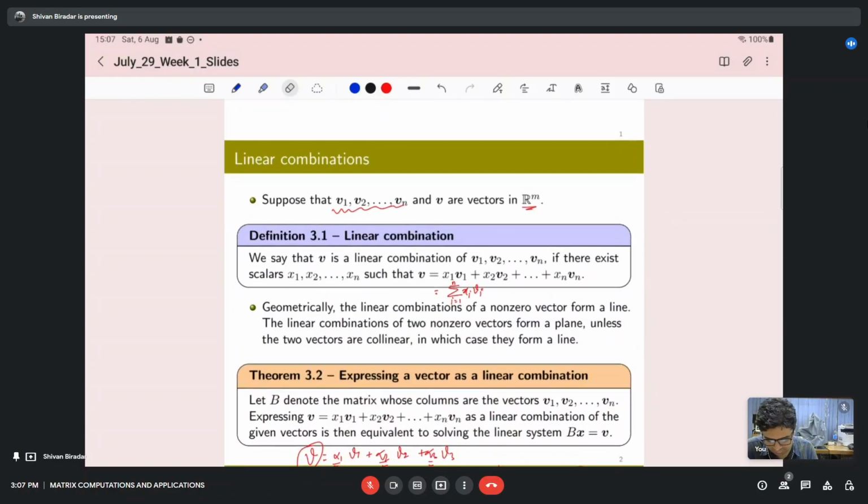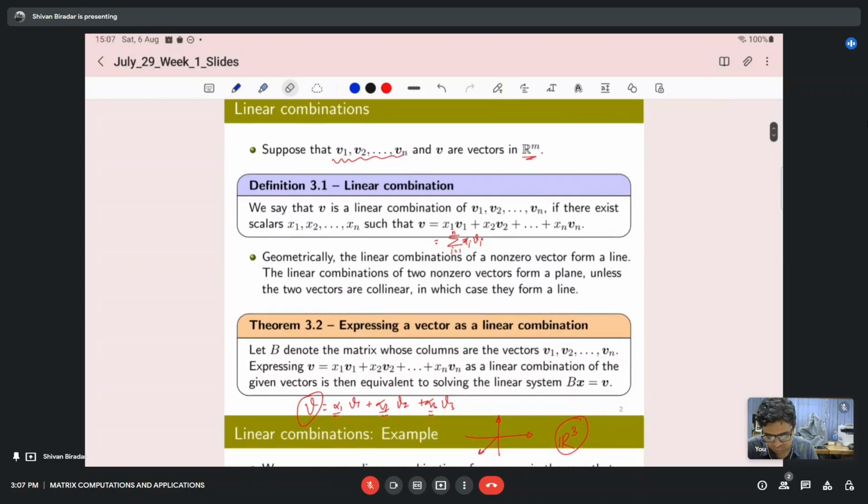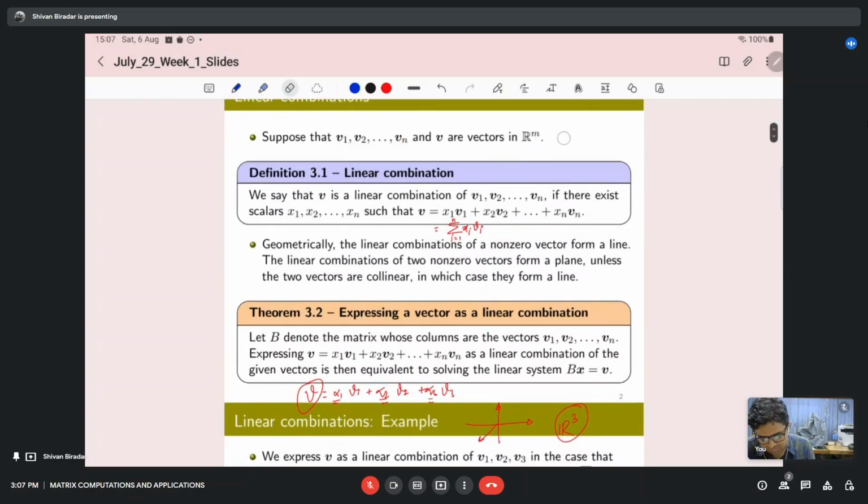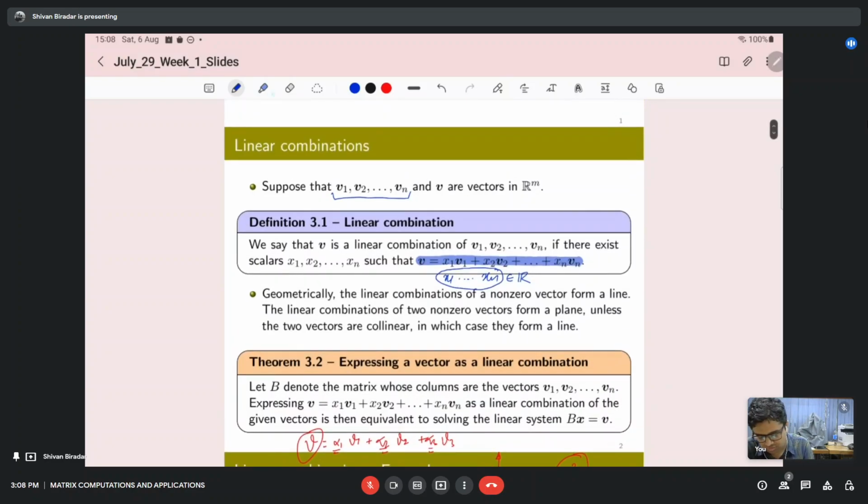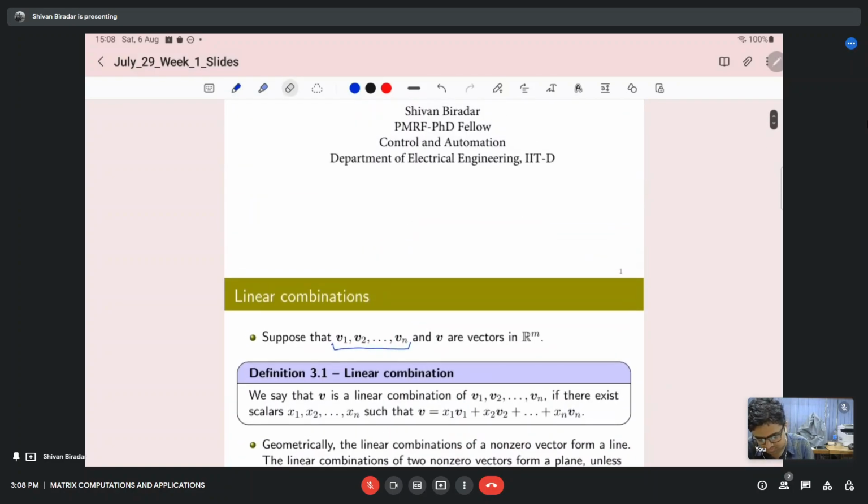Linear combinations. Suppose we have n vectors, v1 to vn. The linear combination of these vectors can be written this way, where x1 to xn belong to the real numbers, that is, x1 to xn are constants. I am repeating these things actually.